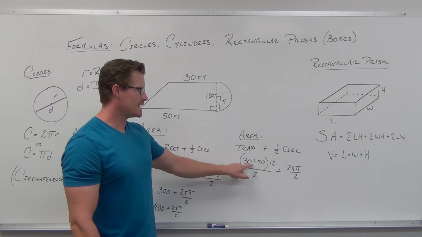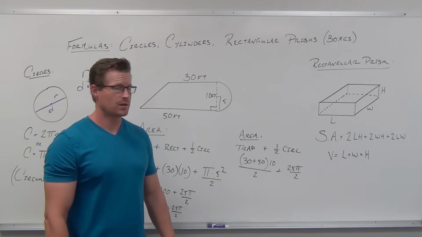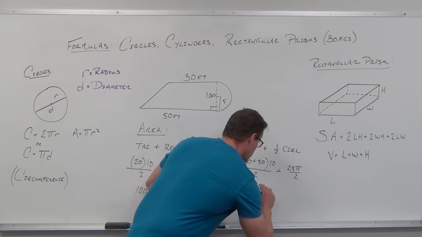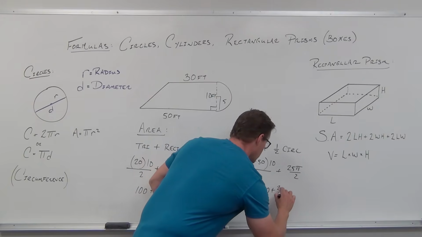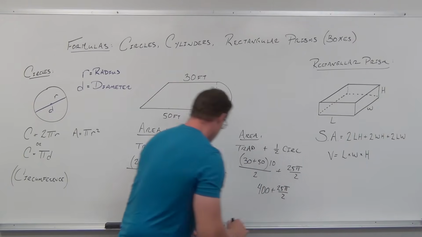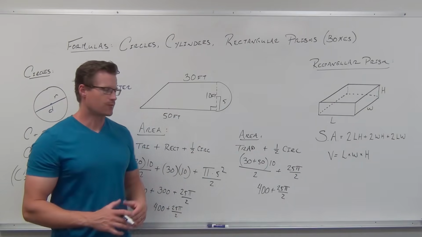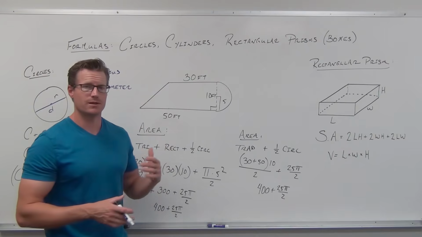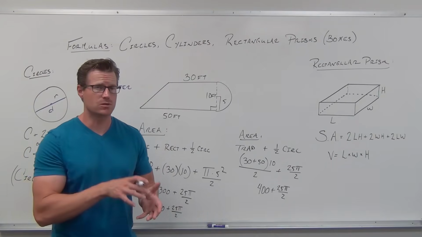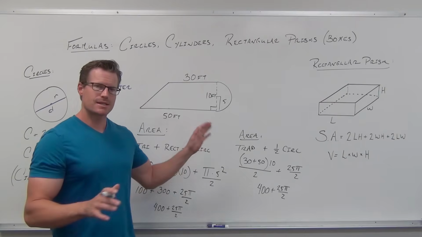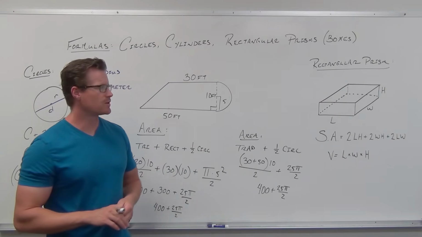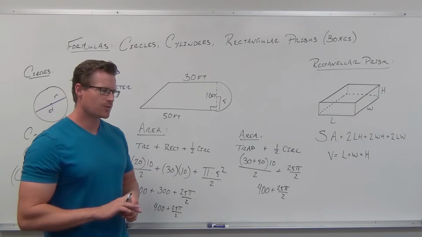So this would be 80 times 10. That's 800 divided by 2. That's 400. You get identically the same thing. 400 plus 25 pi over 2 square feet. No matter how you do it, if you use an appropriate formulas for the shapes that you see, you can't get it wrong. That's the idea about how to do a kind of a complicated figure and find the area of that figure. That's it for right now.